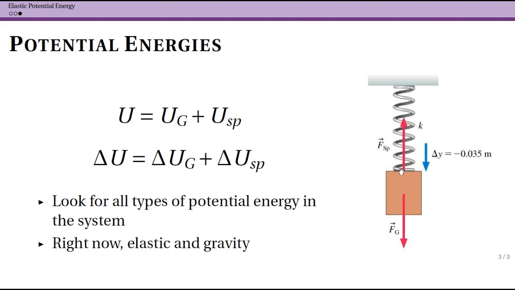So please be careful about noticing what types of energy you have and being very clear in your notation. In this class, in the first part of intro physics, we're not going to have other types of potential energy, but when you study electromagnetism, other types of potential energy are going to occur.